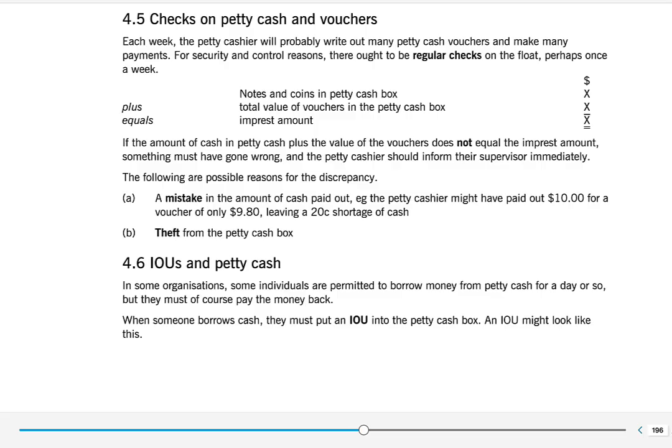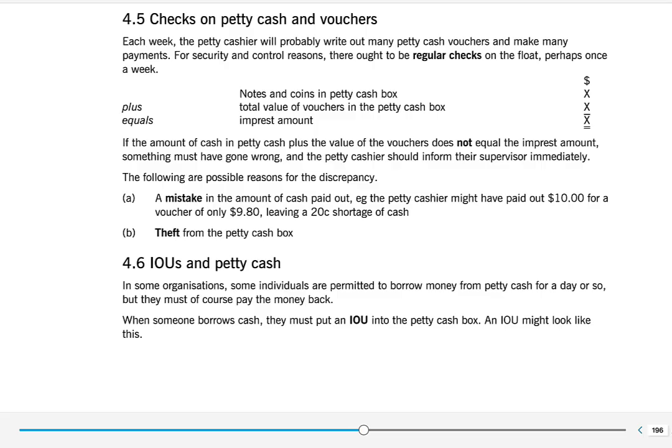Reason 1. A mistake in writing the voucher amount. This can happen when someone writes the wrong amount on the voucher. For example, the voucher says $10, but actually $12 was paid. Or the voucher says $20, but actually $2 was paid. So the paperwork does not match the cash movement.